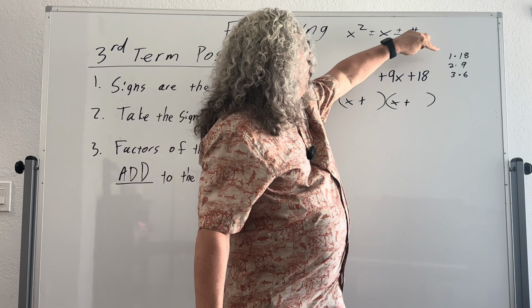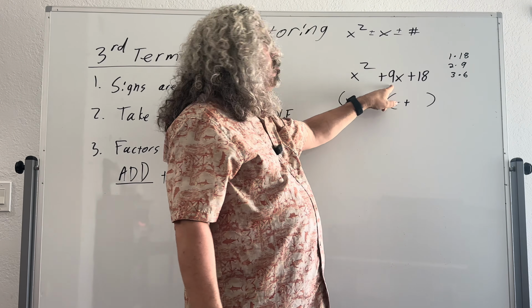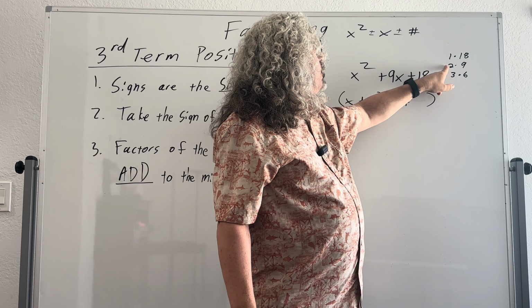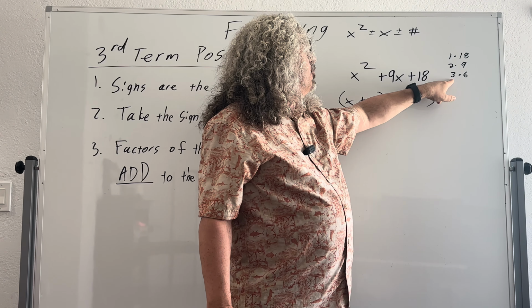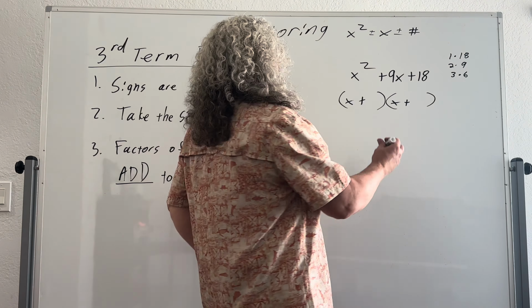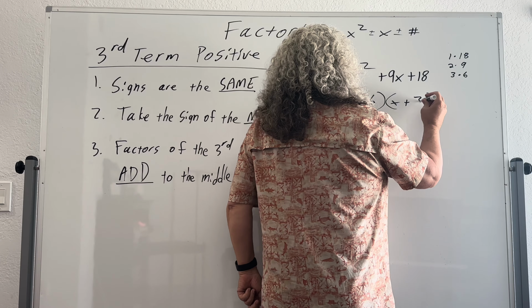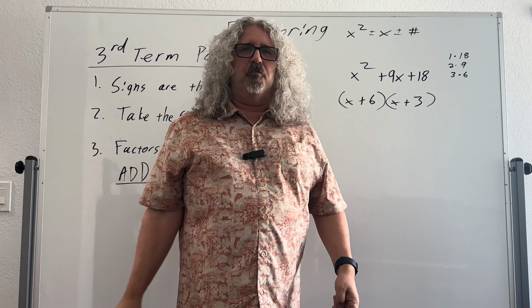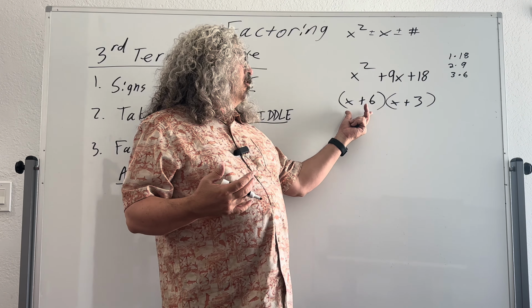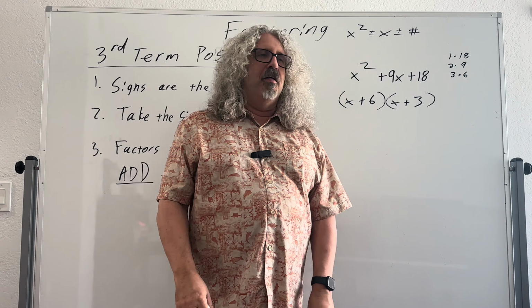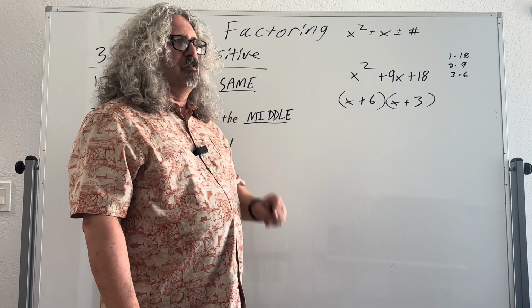Now, 1 plus 18 is 19, so nope. 2 plus 9 is 11, nope. 3 plus 6 is 9, yep. 6 and 3. Well, why 6 and 3 and why not 3 and 6? It doesn't matter. You could put them in either one. I could have written x plus 6, x plus 3. And there is an example of how you would do this factoring.